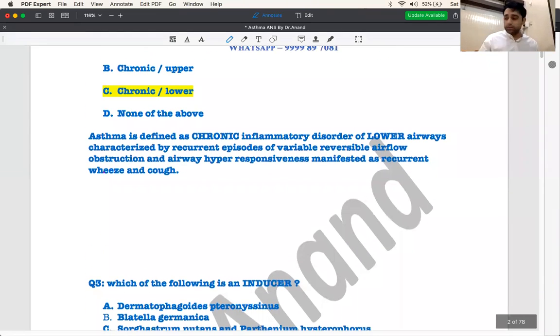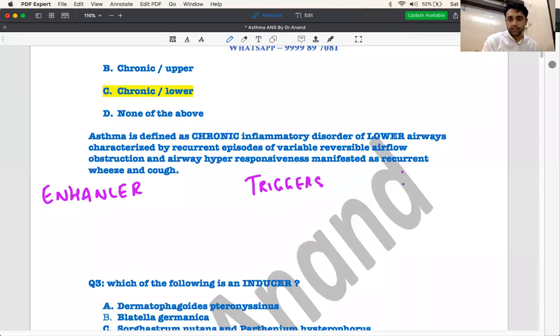Now, this is important. Can anyone tell me what is an enhancer? Here we need to know extra points: what are the triggers in general, and what is an inducer? Who will tell me what is an inducer? Any idea? Rohan, what is an inducer? Inducers, what do they mean exactly? Can anyone help me out? What is an inducer in asthma?